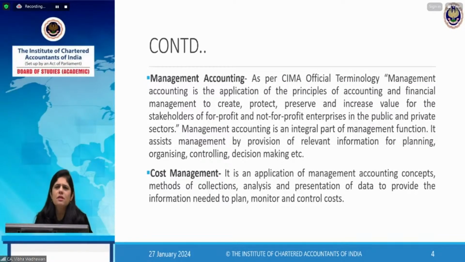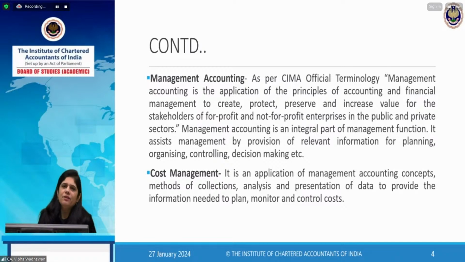It's more focused on management. That is management accounting. So if we combine cost accounting and management accounting, it becomes cost management. So it's an application of management accounting concepts, methods of collection, analysis, presentation to provide information to plan, monitor, and control cost.